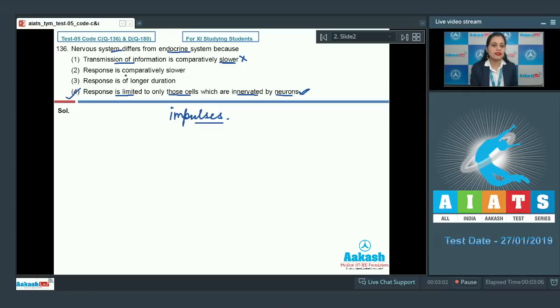The second option is response is comparatively slower, and as it is also an incorrect statement, this cannot be an answer to our question, because nervous system response is rapid and lasts for shorter duration in comparison to endocrine system. So the next statement, that is response is of longer duration, is also an incorrect statement. So the correct answer to this question is option number 4. Let's discuss our next question.